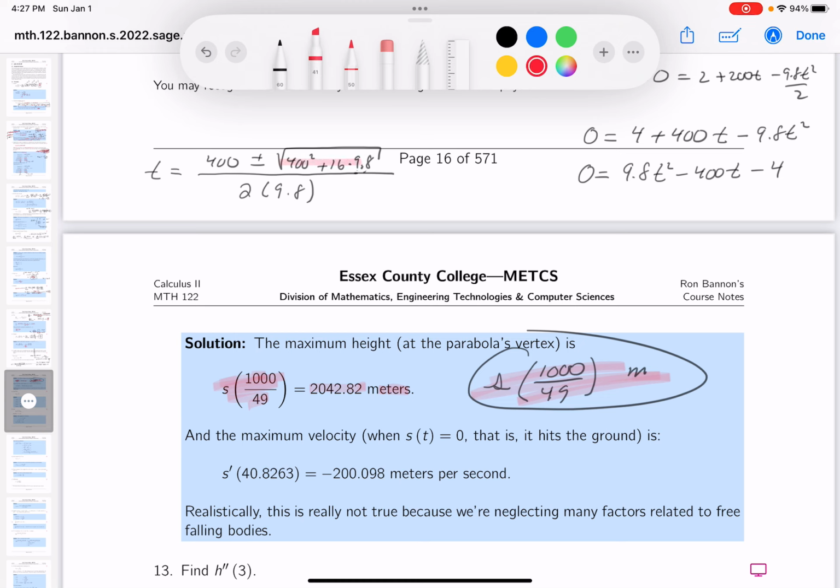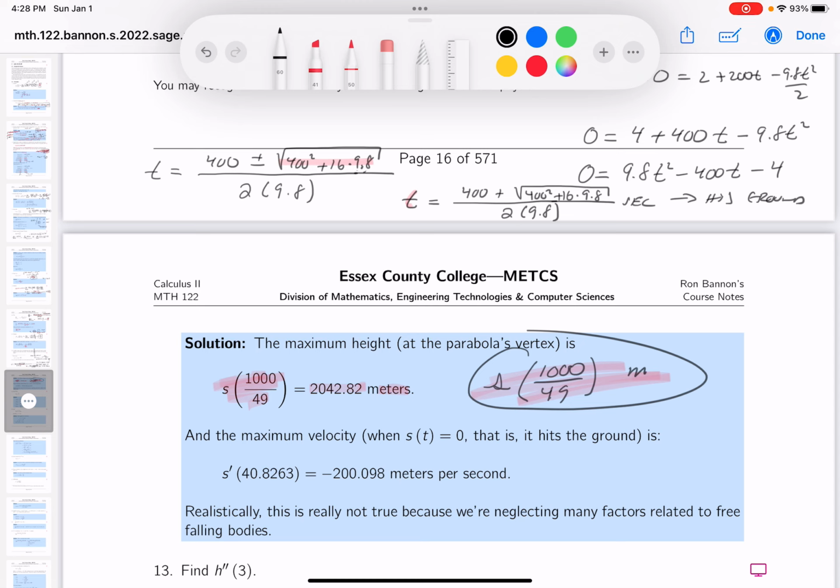Now, what do I note about this? I know that this number, when I take the square root of it, is definitely bigger than 400. I'm not going to compute the number. I know it's bigger than 400. So I only have one possible answer. I need a positive t. So what would the t be equal to? Well, t is going to be 400 plus the square root of 400 squared plus 16 times 9.8, over 2 times 9.8 seconds. This is when it hits the ground.